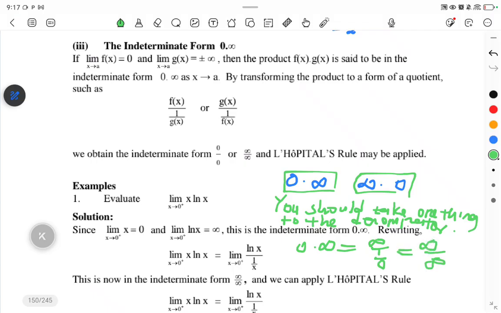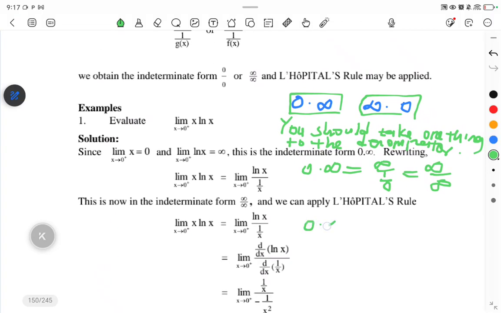If I take infinity to the denominator, it goes as 1 over infinity, and this is what? 0 over 0. So it depends on what it is that I'm taking to the denominator. Always we should do this to convert our functions to either infinity over infinity or 0 over 0. So we get that. Any question?